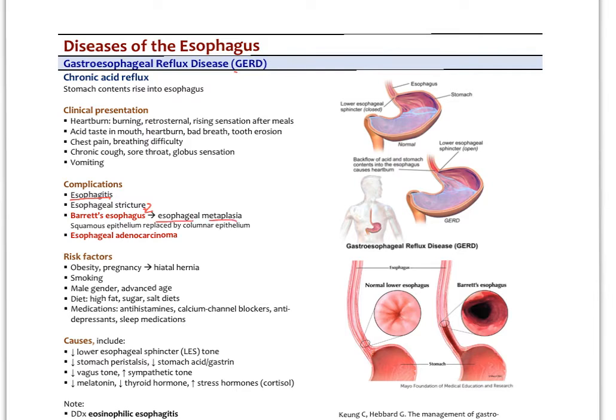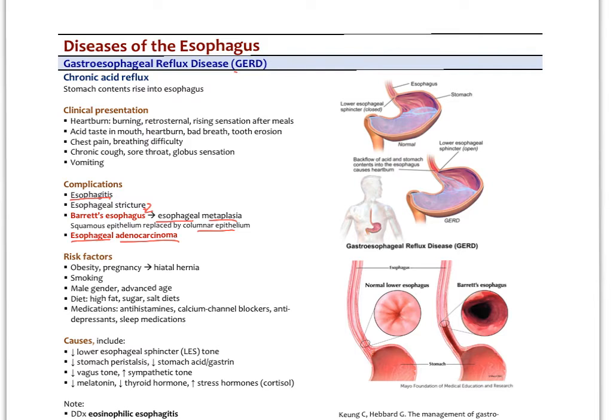What happens is that the squamous epithelium of the esophagus is replaced by columnar epithelium, which is more typical of the stomach. So it's almost like the stomach cells are moving up into the esophagus. It's really the esophageal cells undergoing metaplasia. But they can then become dysplastic, and dysplasia is very early cancer, and that can lead to esophageal adenocarcinoma. We'll again look at the different esophageal cancers here in a bit.